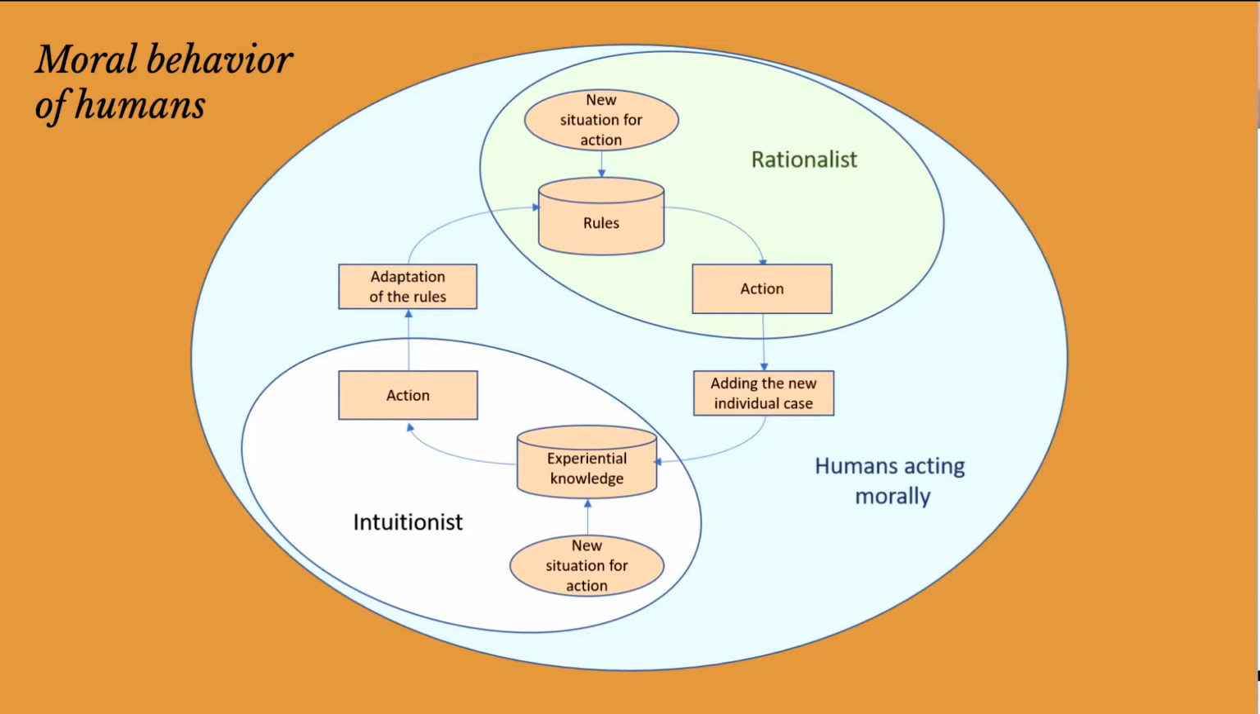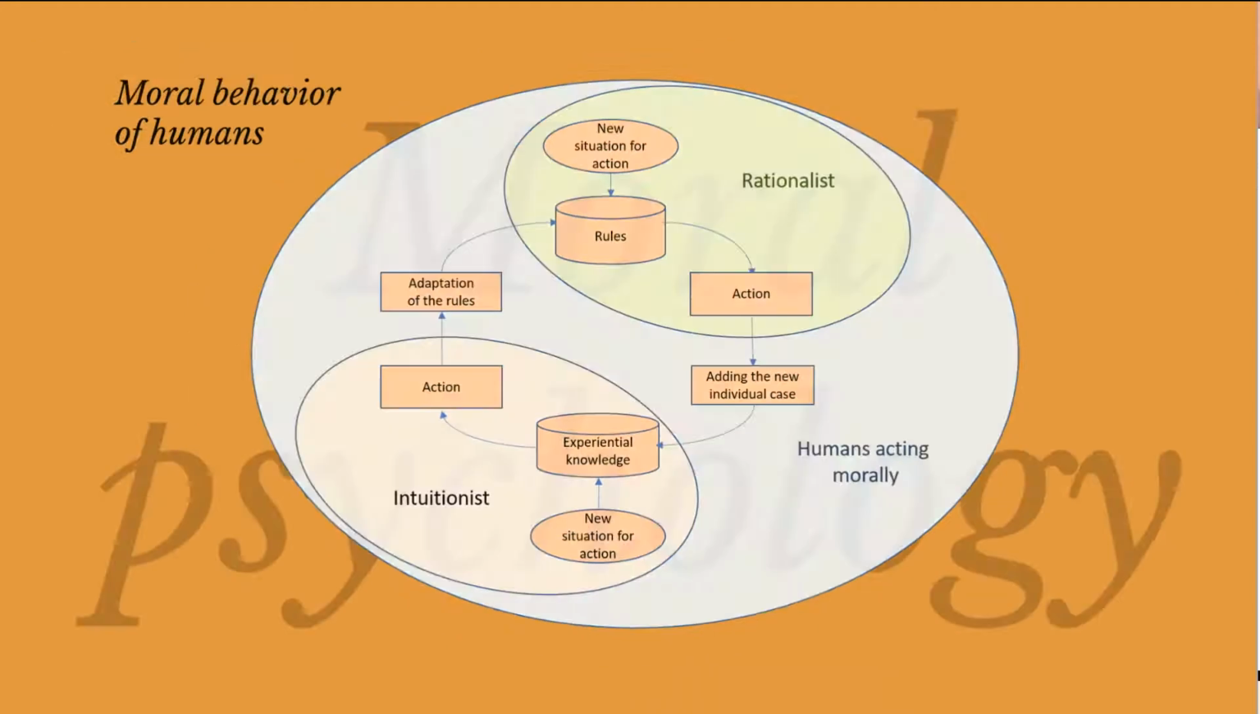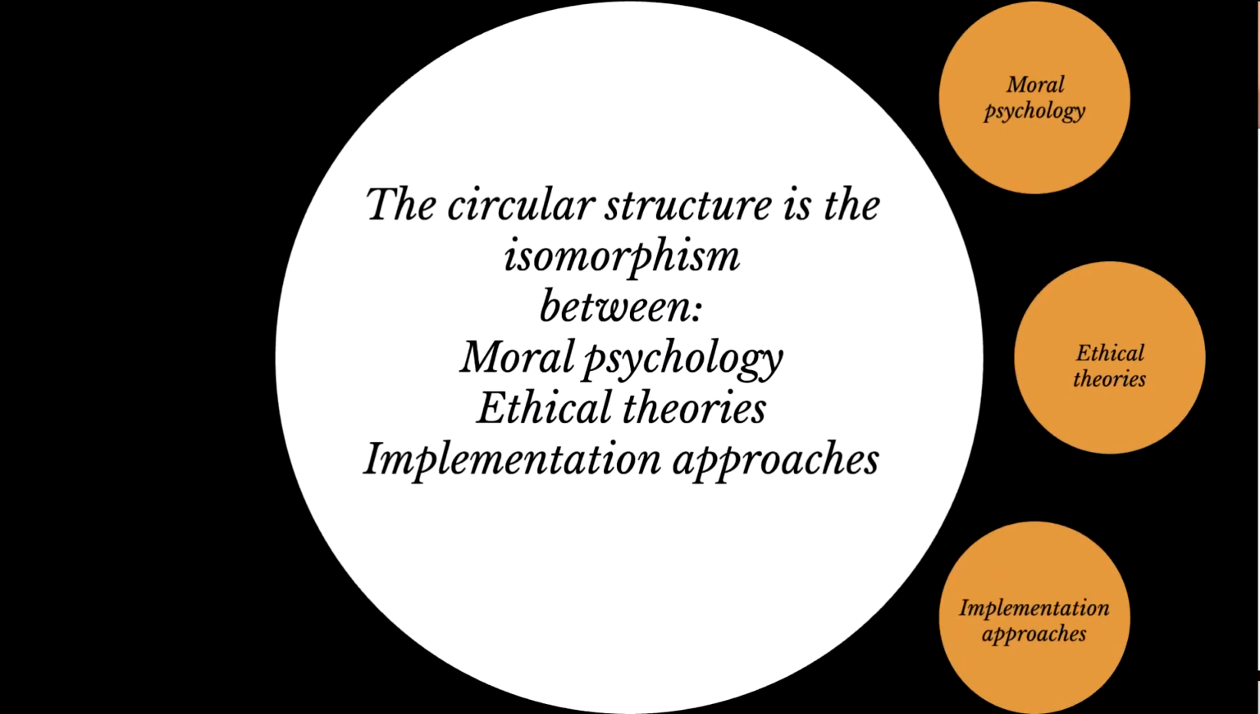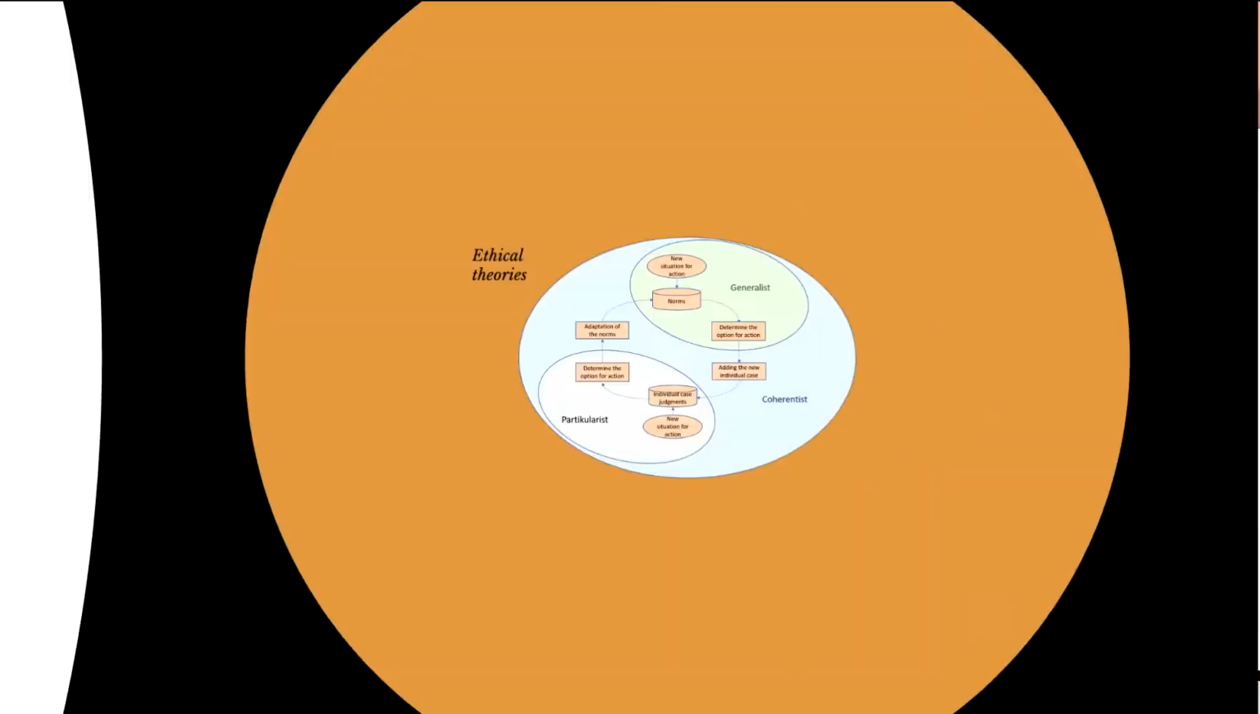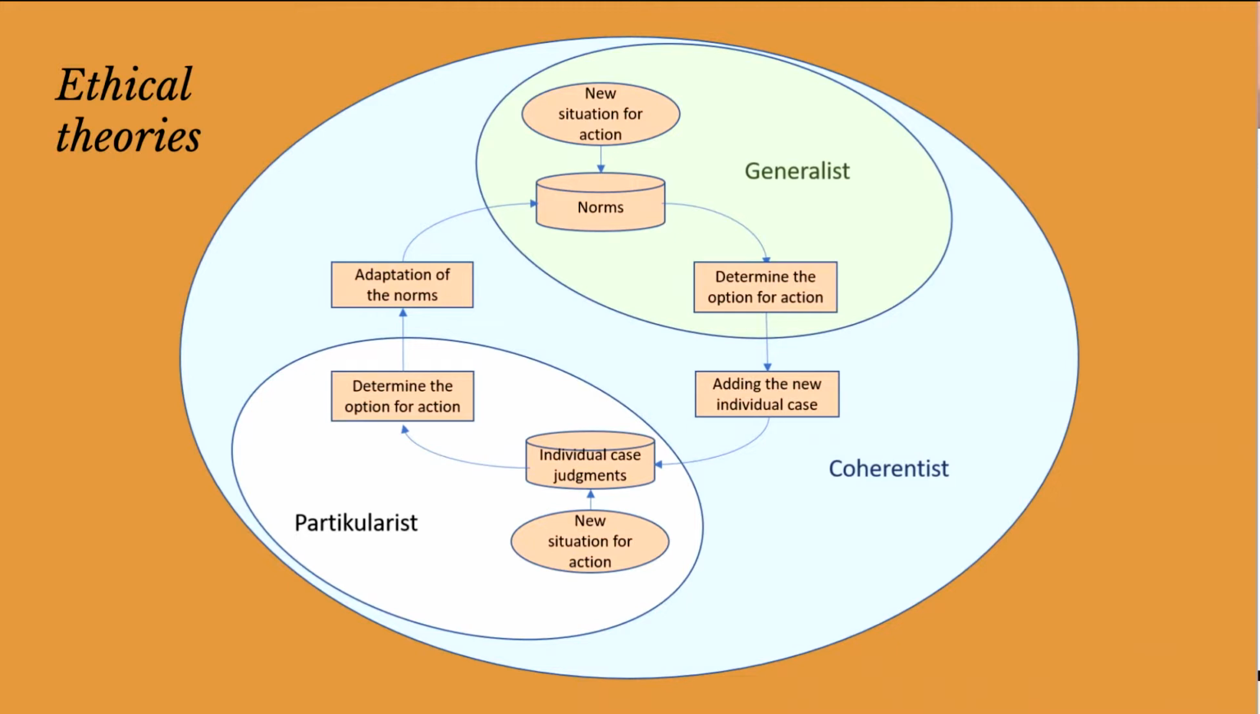How does this circular structure look in the ethical theories? The usual meta-ethical division of ethical theories is the division into generalist and particularist theories. In generalism, moral norms are constituted in general principles. In particularism, they are constituted in concrete individual cases.